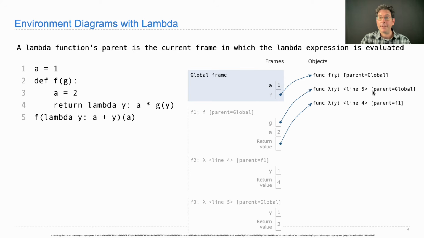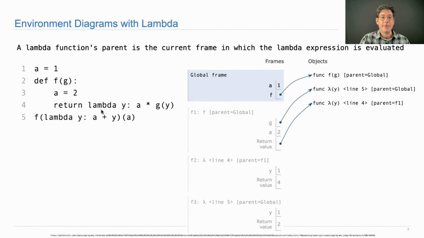Here we are on line 5, a lambda function, and notice the parent is global because this lambda expression is part of a global expression, not part of the body of any function. Even though the way that this gets used is that it's immediately passed in as an argument to f, and therefore only can be referred to from within the f1 frame. So f1 has the name g, which is the formal parameter g, but it's bound to a lambda function whose parent is global, meaning that when it gets called, it's going to use the global a, 1, instead of the local a, 2.